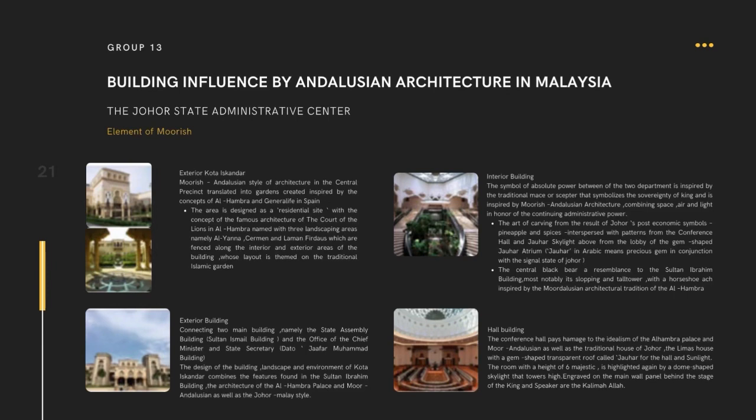The central block bears a resemblance to the Sultan Ibrahim building, most notably its sloping tower with horseshoe arch inspired by the Moorish Andalusian architecture tradition of the Alhambra.